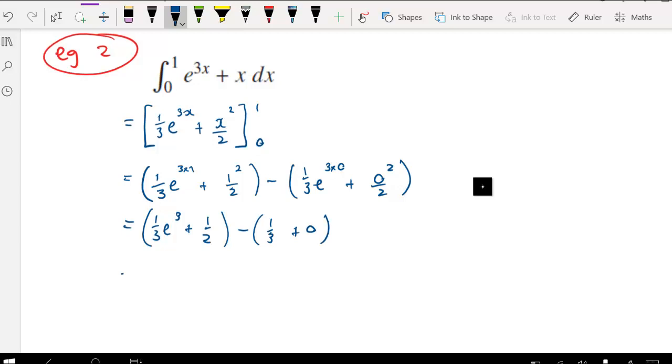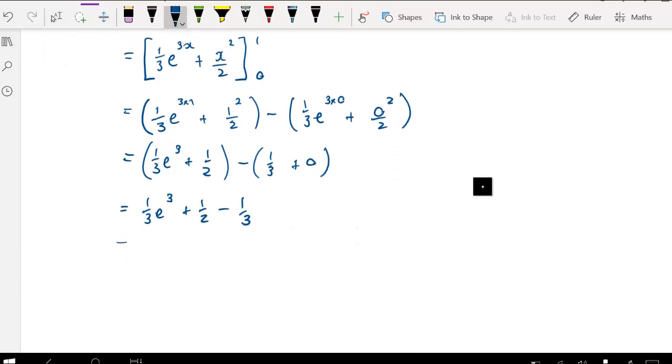All right, so now it's just a matter of simplifying. We've got 1/3 e to the power of 3 plus 1/2, take 1/3. We want to get them all over the same denominator, so this will be 2e cubed on 6. This will be 3 on 6. And this will be 2 on 6. So we end up with 2e cubed plus 1 all on 6 units squared.